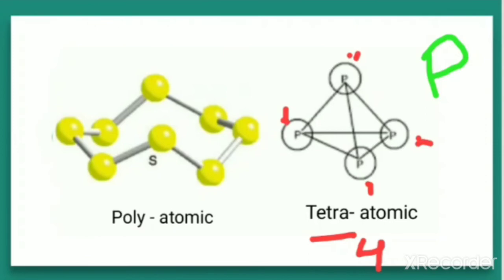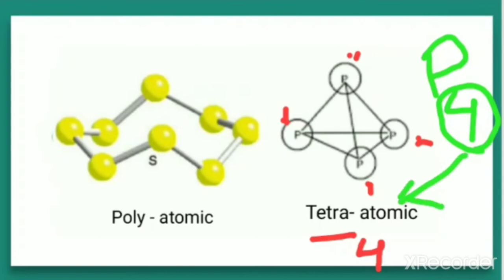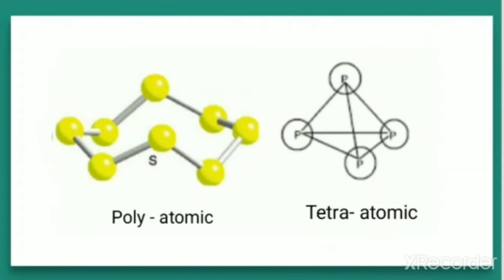That means the phosphorus molecule exists in nature in the form of P4. That is a molecule of phosphorus, which has 4 atoms of phosphorus. Therefore it is called tetraatomic. So is it clear to you why it is called tetra? Because it consists of 4 phosphorus atoms. Therefore we use the word tetra. So phosphorus in nature exists in the form of tetraatomic.